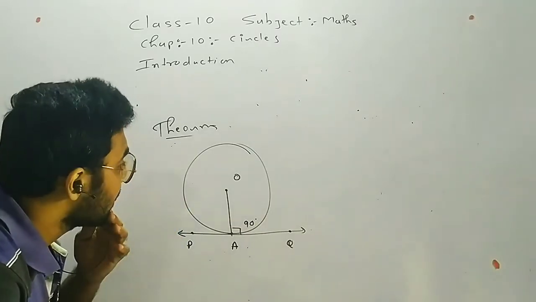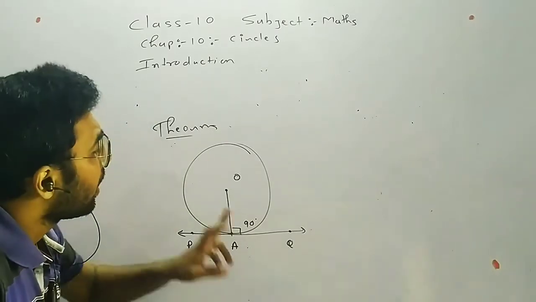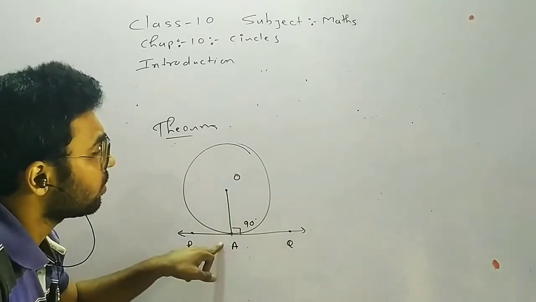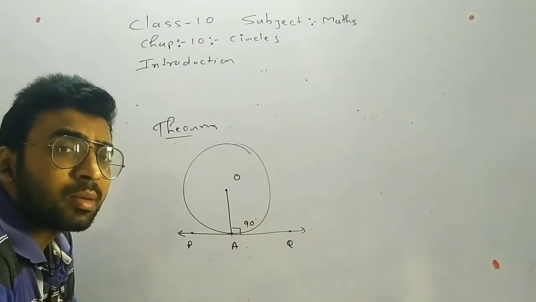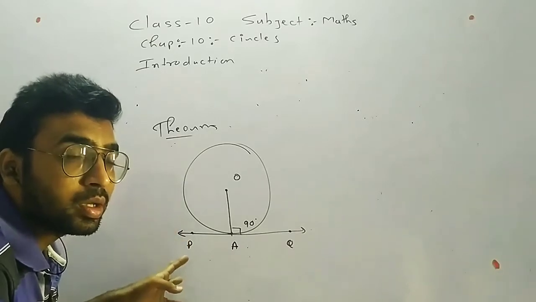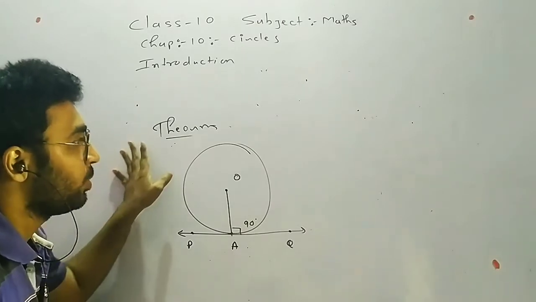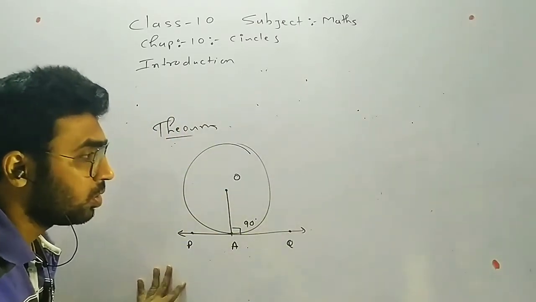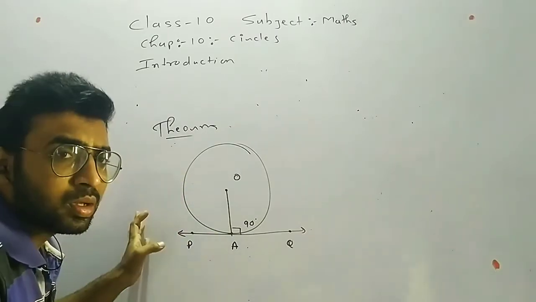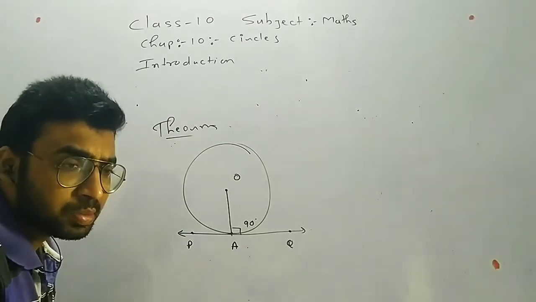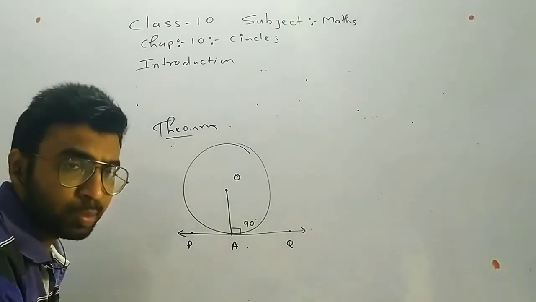What does this theorem say? The tangent and the line connecting the center to the point of contact are both perpendicular to each other. Remember this point. We can solve many problems using this theorem. I hope you understand it. These are some basic concepts, a basic introduction to this chapter. We will study further in this chapter. Now we will start solving some problems in exercise 10.1.